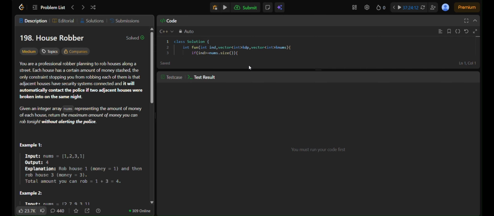Today's topic is House Robber. You are a professional robber planning to rob houses along a street. Each house has a certain amount of money stashed. The only constraint stopping you from robbing each of them is that adjacent houses have security systems connected, and it will automatically contact the police if two adjacent houses are broken into on the same night. Given an integer array nums representing the amount of money of each house, return the maximum amount of money you can rob tonight without alerting the police. I'll explain how.